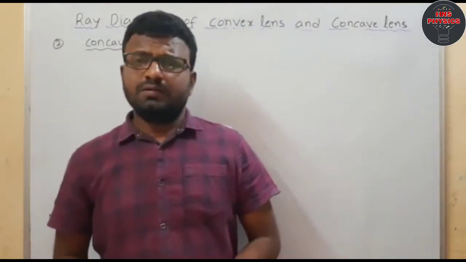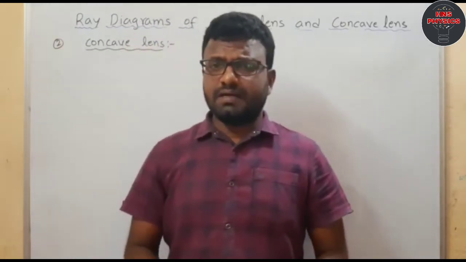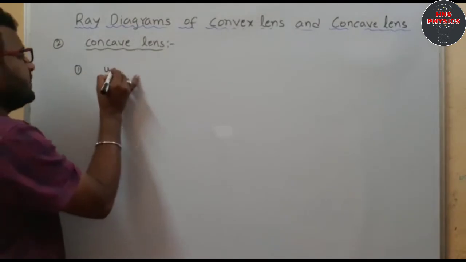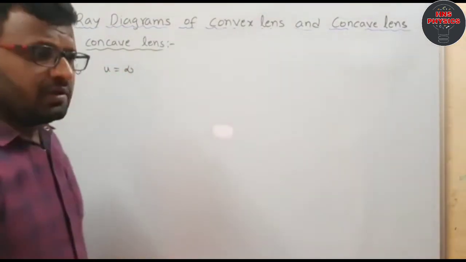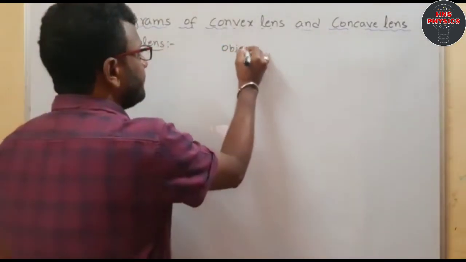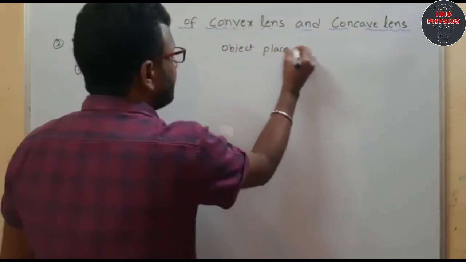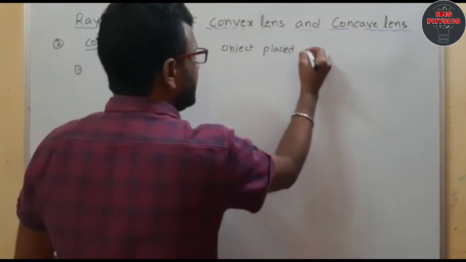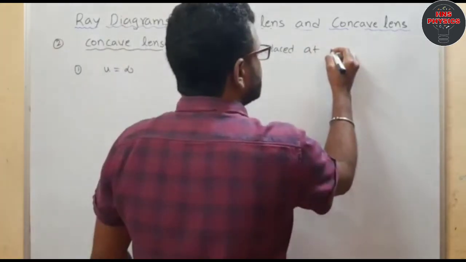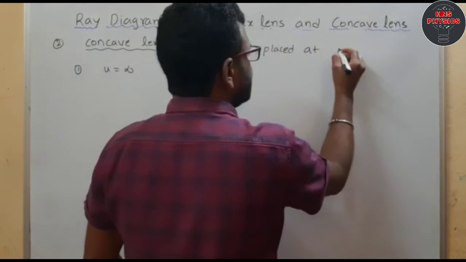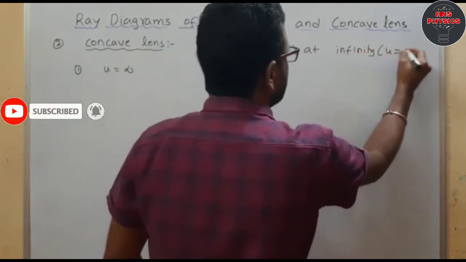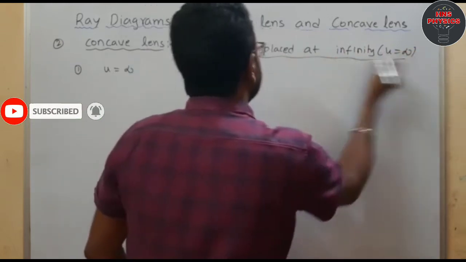Right, come to the ray diagrams of the concave lens. Here, in the first case, the object is placed at infinity distance from the lens. So that means the object is placed at infinity. So write u equal to infinity. This is the first one.